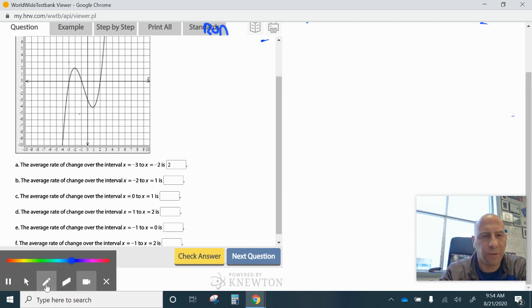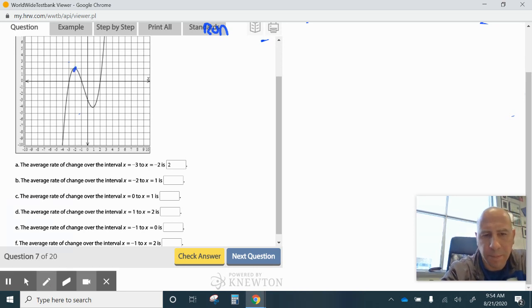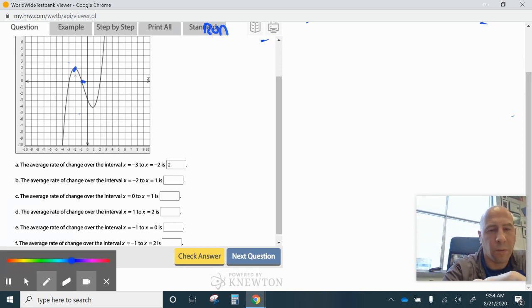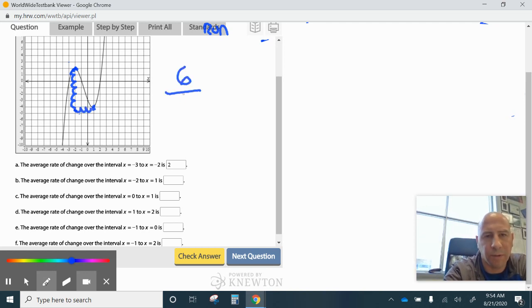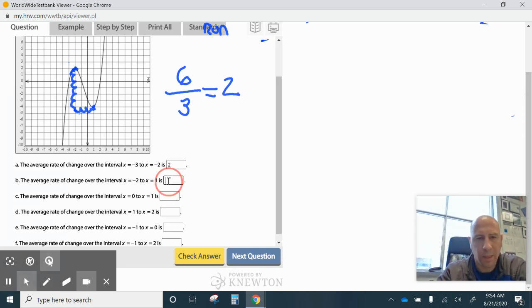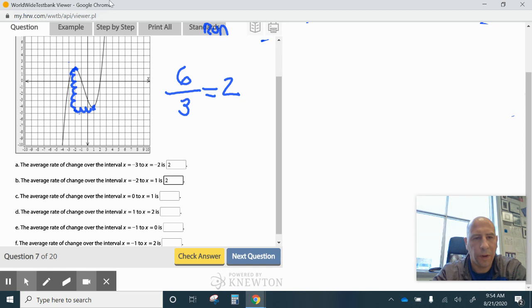The average rate of change over the interval negative 2 and 1. So x is negative 2. Okay. And x is 1. So right here. Oh, whoa. I went blank there. x is positive 1. So the point's right there. Okay. So now we do rise over run. So we go down 1, 2, 3, 4, 5, 6. To the right 1, 2, 3. So the rise over run is 6 divided by 3, which is 2.